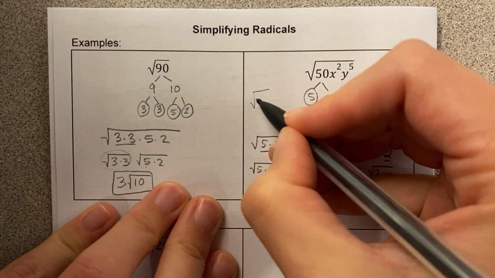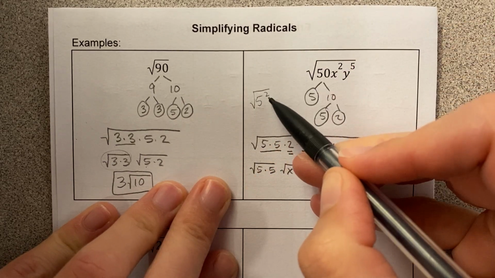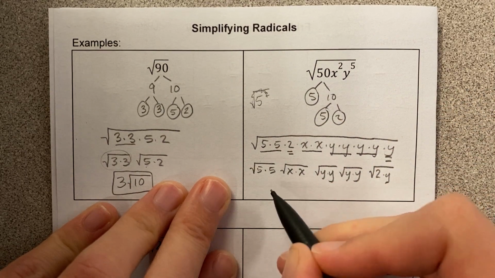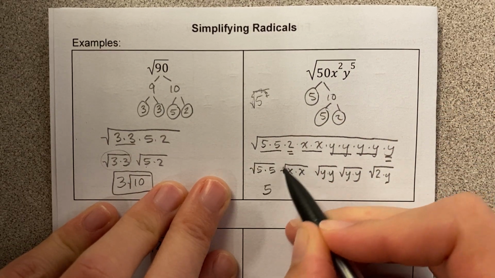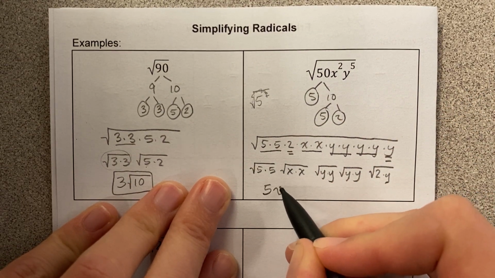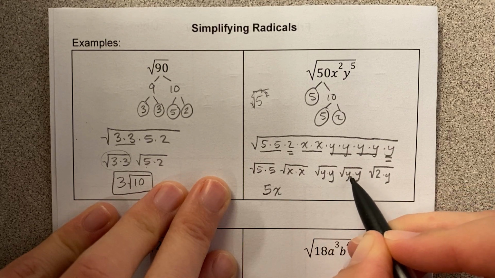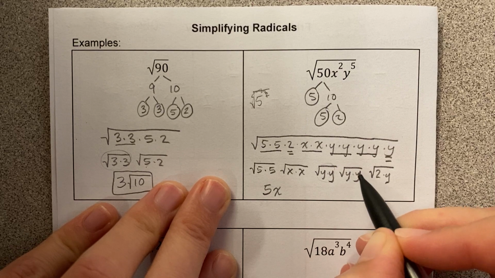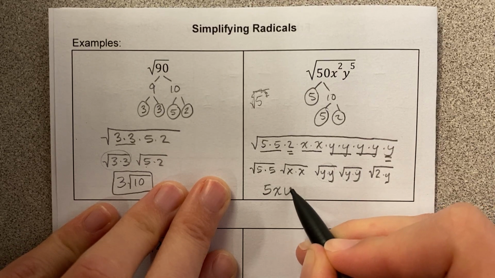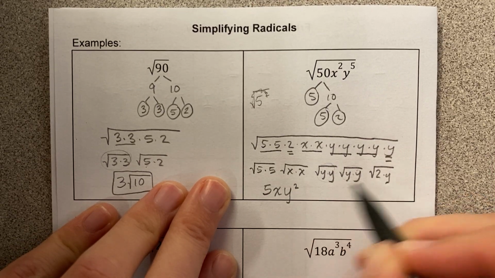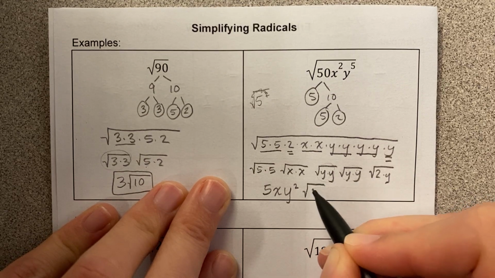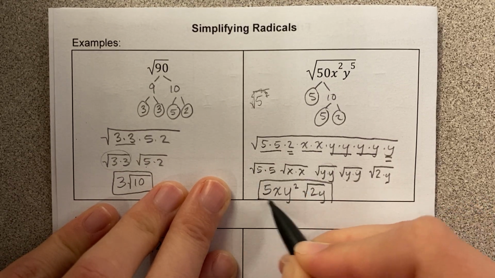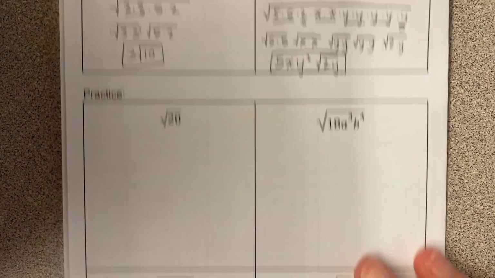Okay, this is the square root of 5 squared. Now we know from solving equations that the square root and the squared cancel each other. So this just becomes a 5. This is the square root of x squared. That just becomes x. This and this are both the square root of y squared. So this just becomes a y, and this becomes a y. So that's y times y. That's y squared. And then what's left over is these singles, 2y. Okay, you're going to go ahead and try.